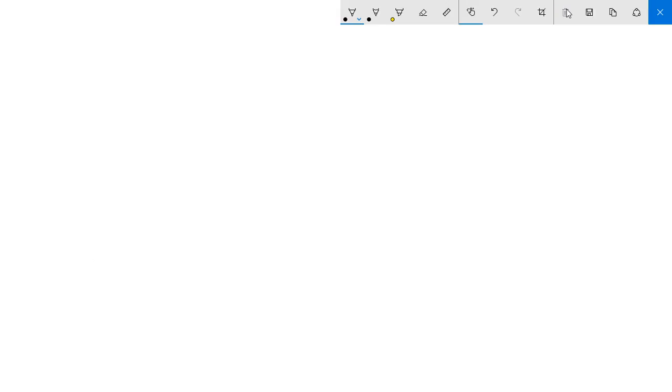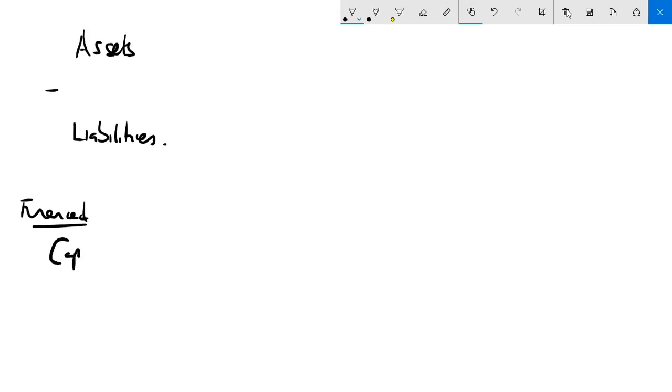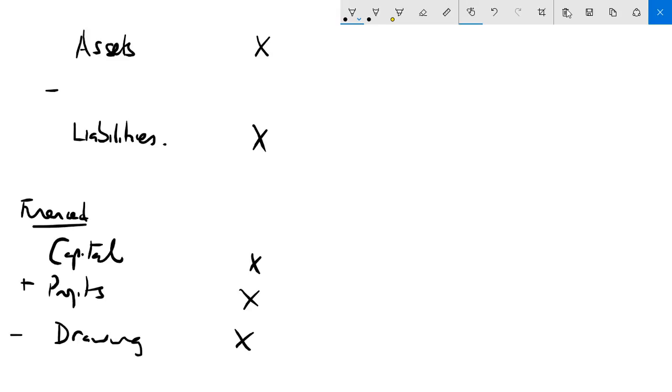So what we do is we have A, and A means assets, minus liabilities. And then we say how has this business been financed? Well, it's financed by, which is what we said, capital, plus profits, minus drawings. So this is the basic structure of your balance sheet. We expect this A minus L to be equal to capital plus profits minus drawings.